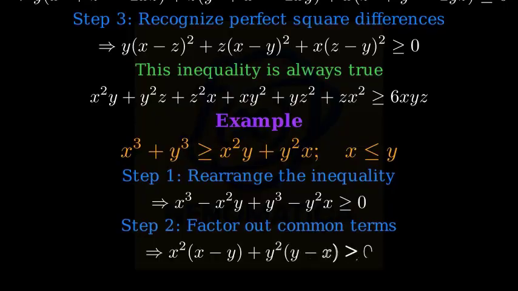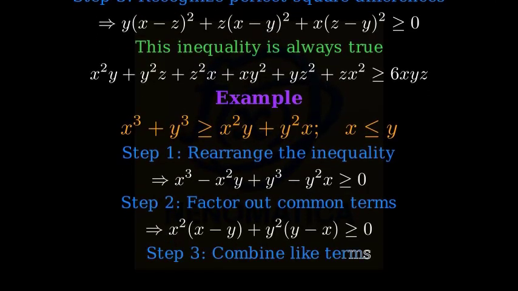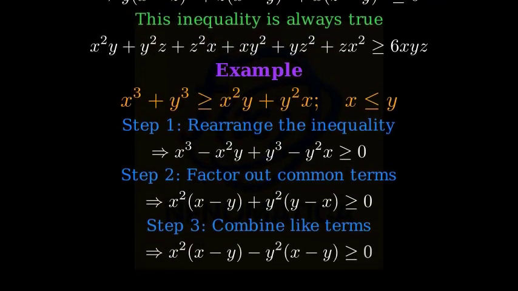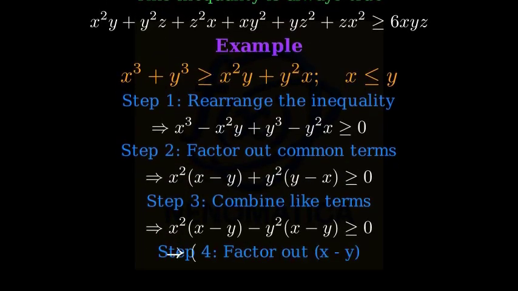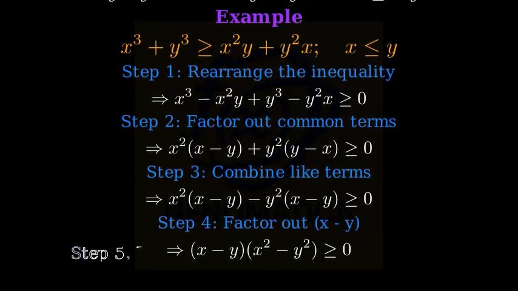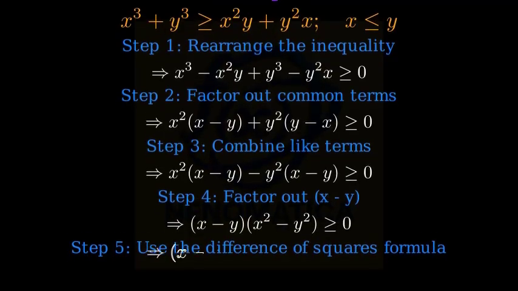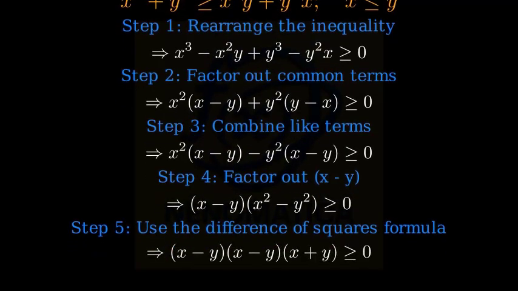Notice how we factor out x² from the first two terms and y² from the last two terms. Let's further simplify this expression by combining the terms. Notice that the second term has y - x, which is the negative of x - y from the first term. Now, we can factor out the common term x - y. We can further simplify the second factor, x² - y², which is a difference of squares. It equals (x - y)(x + y).